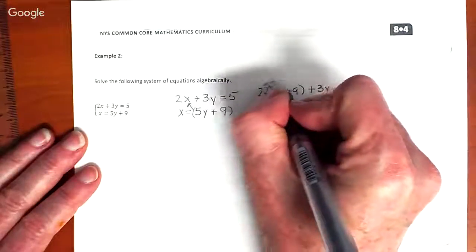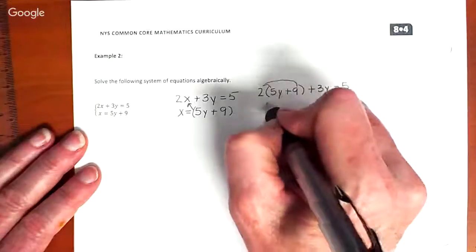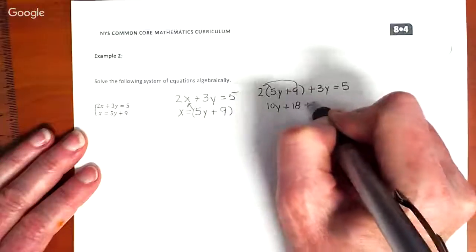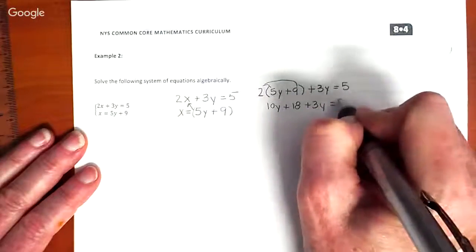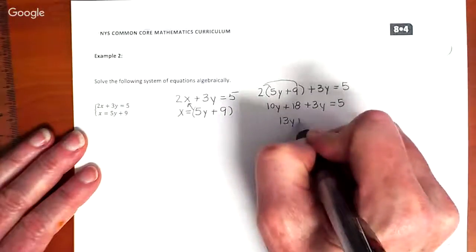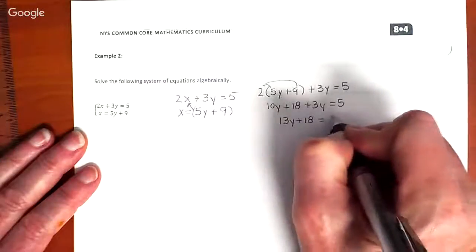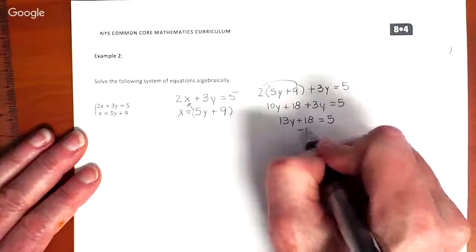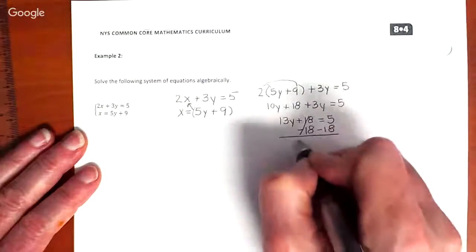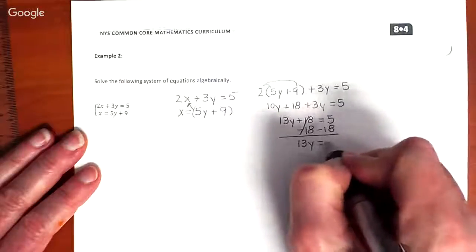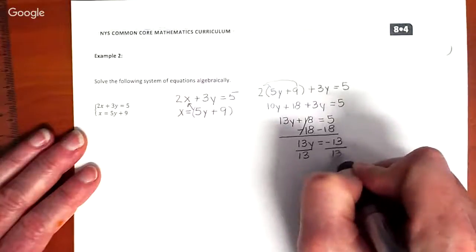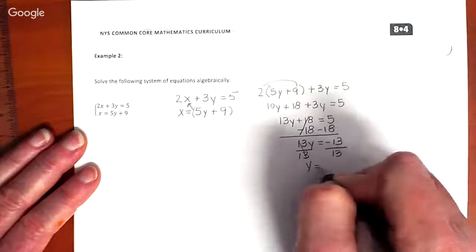So here we have to use our distributive property. So I have 10y plus 18 plus 3y equals 5. So now I have 13y plus 18 equals 5. Subtract 18 from both sides. I have 13y equals negative 13. Divide both sides by 13. Y equals negative 1.